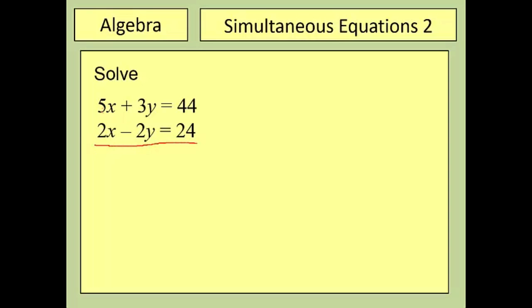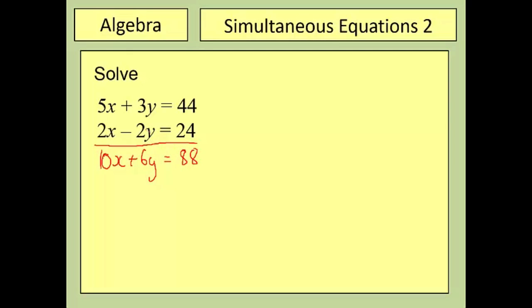Now you could use the x, but I'm going to use the y. So what I'm going to do is multiply this first equation here by 2 and double the whole equation. So if I double 5x, I get 10x. And if I double 3y, I get plus 6y. And if I double 44, I get 88.